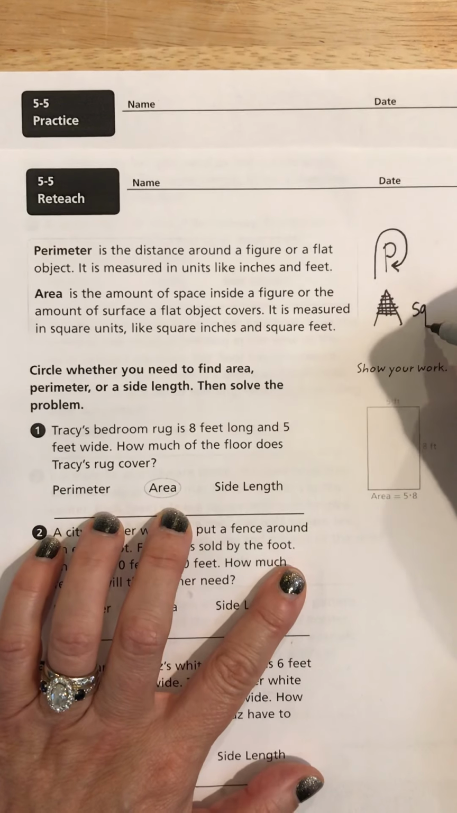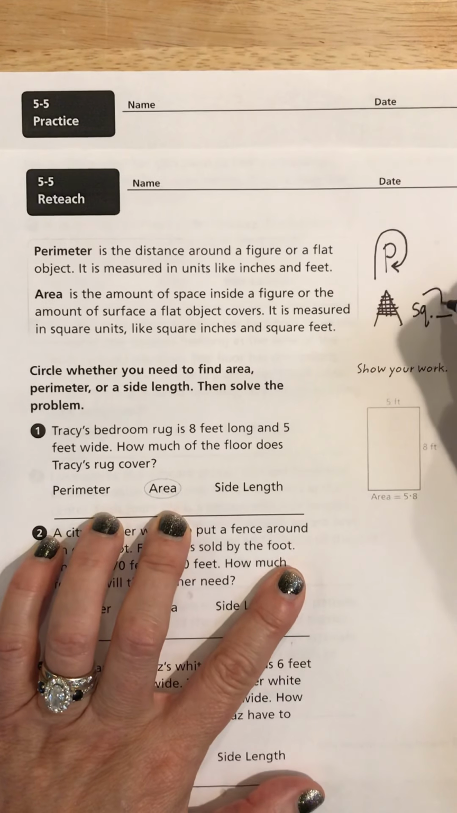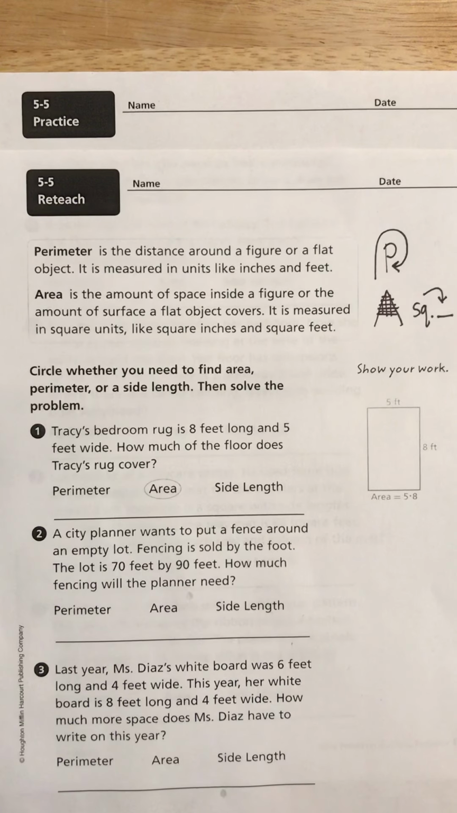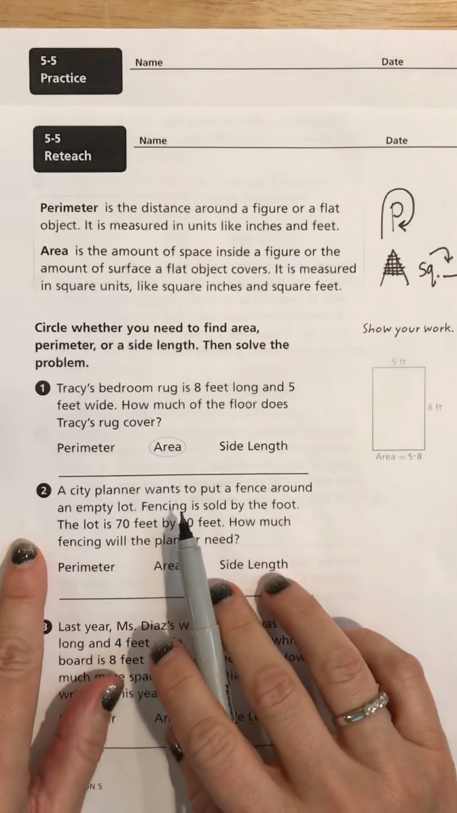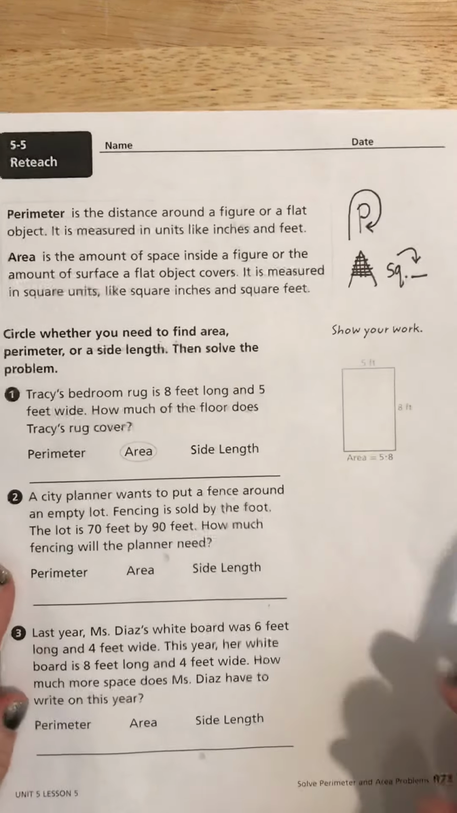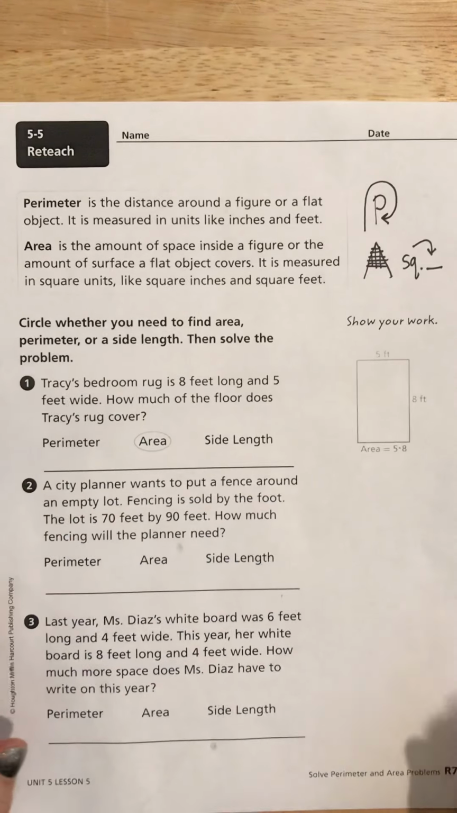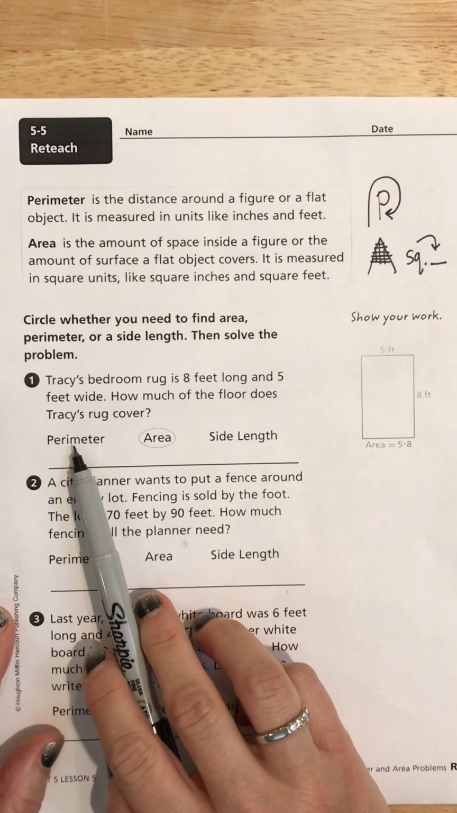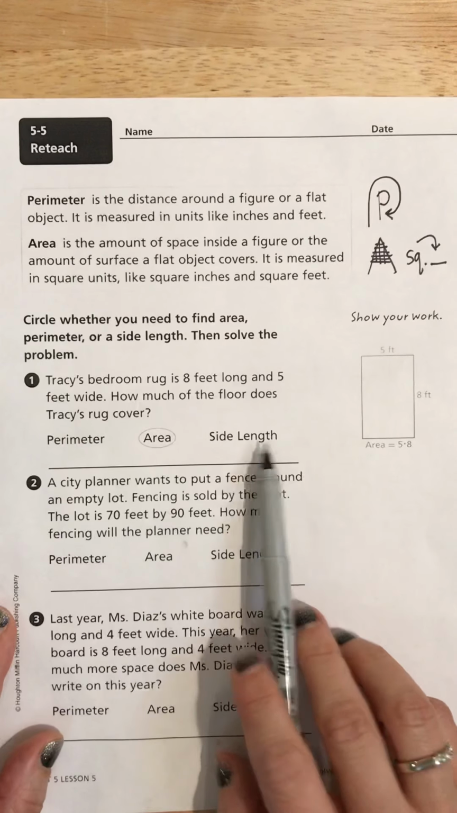And our label has to have square something. You have to tell the measurement for what your object is that it's getting measured in. It might be feet, it might be inches, it might be centimeters, it might be miles. So you have to look at the label. So in this problem, we're going to be doing a couple different things. First of all, we have to read the problem. Here, I'm going to take the practice worksheet out. You have to read the problem and circle whether the problem is talking about perimeter, area, or side length.